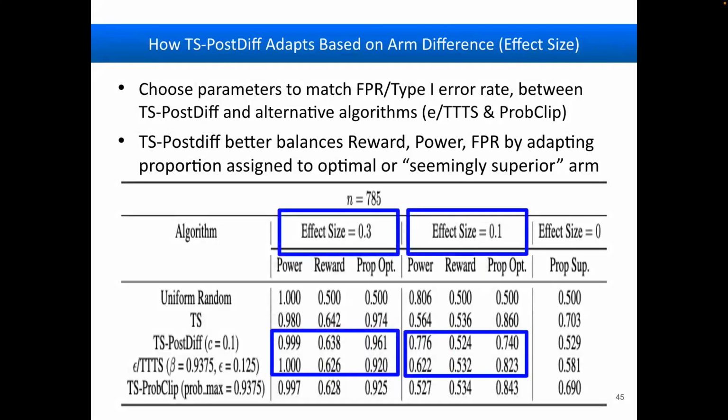And the key reason why is that it's adapting to the effect size in an appropriate way. When there's a small effect size versus a bigger one, Thompson sampling posterior difference will better trade off, giving you more reward when you care about reward more, and more power and a more controlled false positive rate when you care about those more, because you're allowed to specify the kind of arm differences you care about. So it's adapting in response to different scenarios. Does that make sense, everyone? Compared with just having a fixed amount of uniform random.